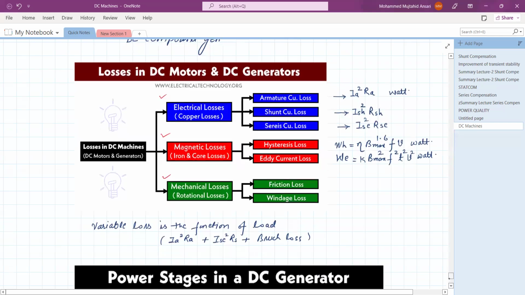Now there are stray losses. Stray loss is generally called a mechanical loss.